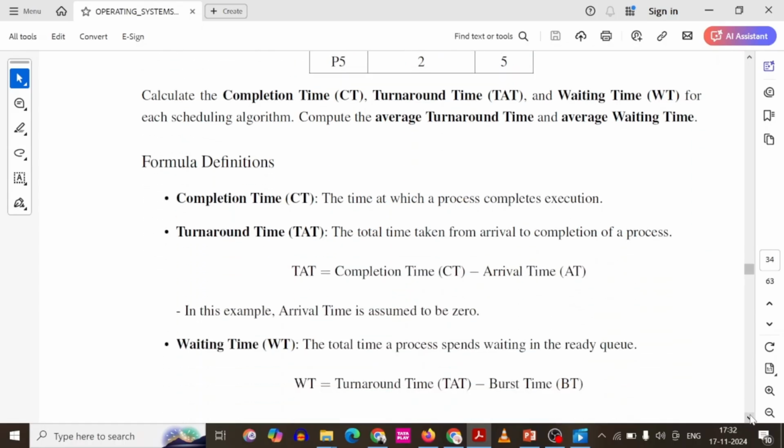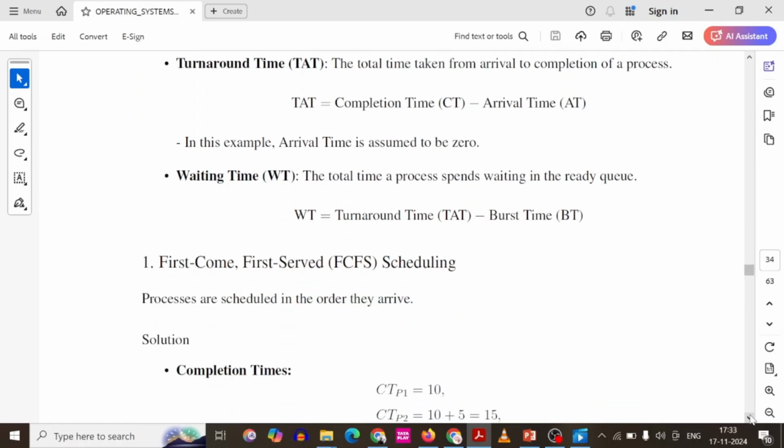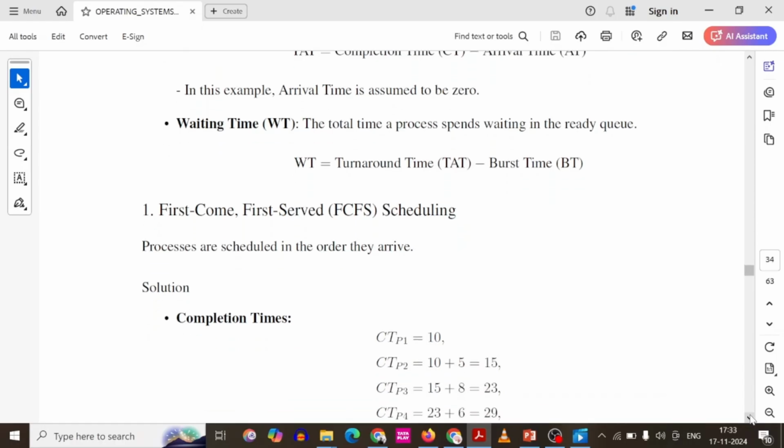When it comes to the formulas, completion time is the time at which the process completes its execution, and turnaround time is the total time taken from the arrival to the completion of the process. To get the turnaround time, we subtract arrival time from the completion time. Generally arrival time is assumed to be 0 here. The waiting time is the turnaround time minus the burst time. After computing the turnaround times and waiting times, we will compute the averages of those things. The first one is first come first serve.